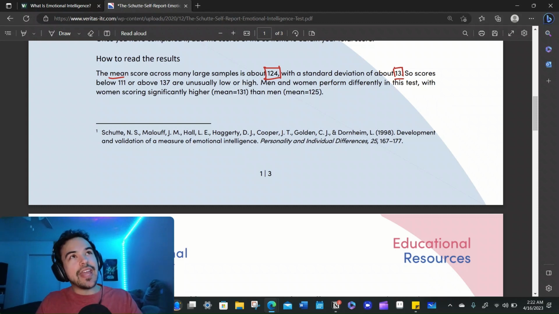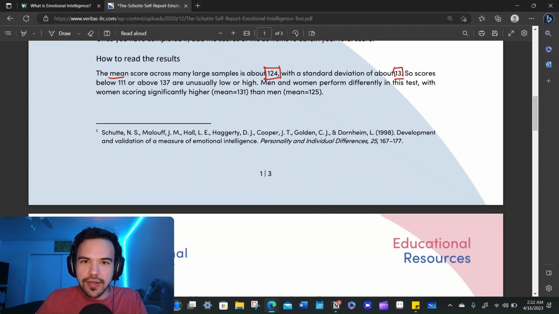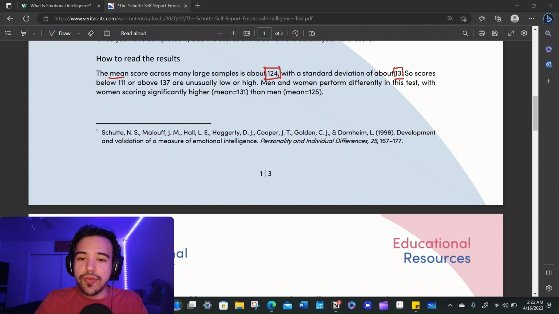1.5 standard deviations from the mean. Okay, and I wrote some notes down, but this is important too. Scores below 111 or above 137 are usually considered low or high. Men and women perform differently in this test, with women scoring significantly higher with a mean of 131 than men with a mean of 125.